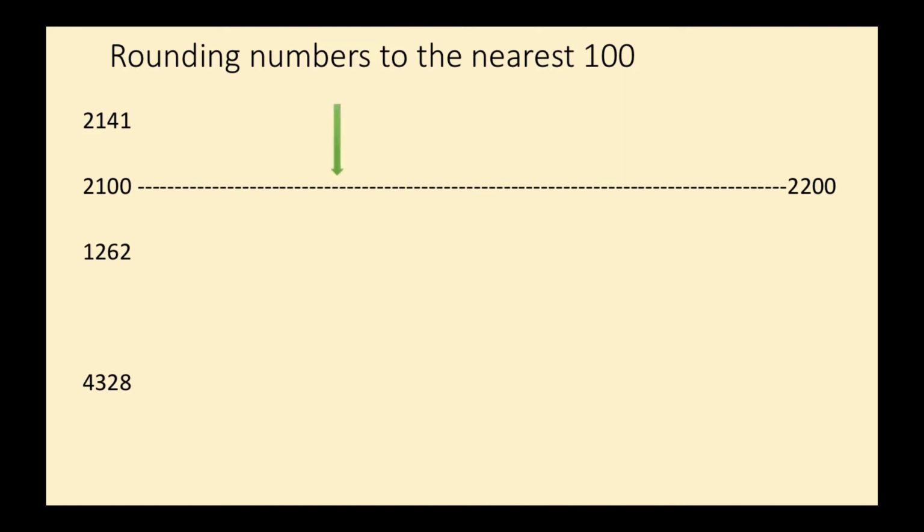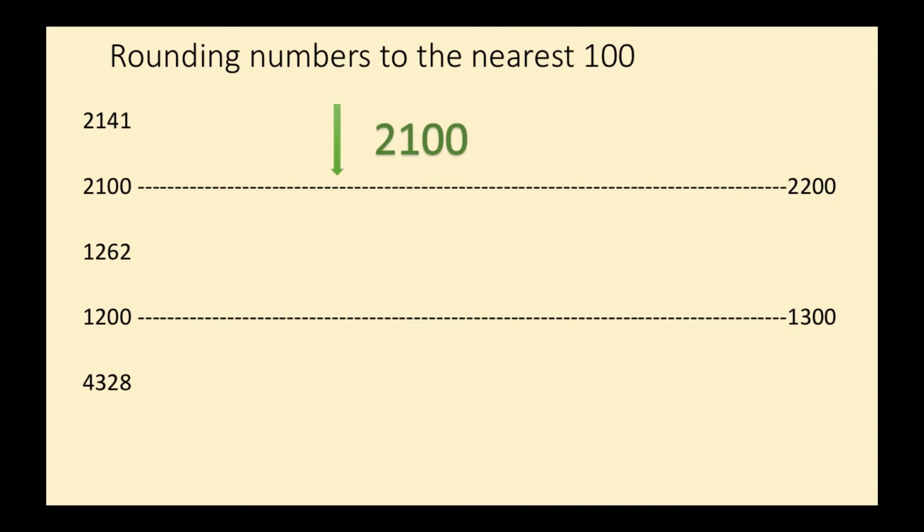2,141 is lower than 2,150. So 2,150 probably would be about there. So my arrow probably could have been a bit further over, but just as an estimate anyway, 2,100. 1,262 must be between 1,200 and 1,300. 1,262, around about there, it's over 250, so we round it to 1,300.